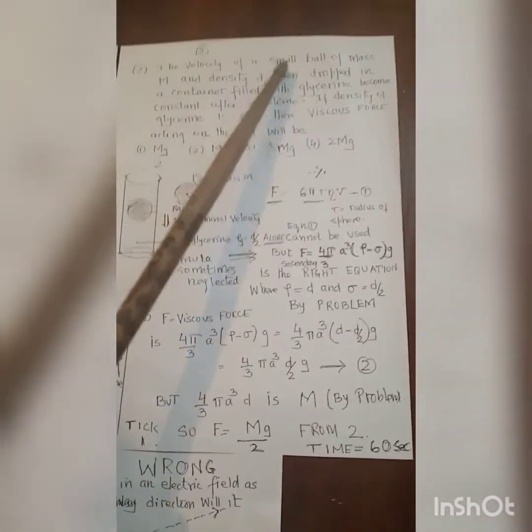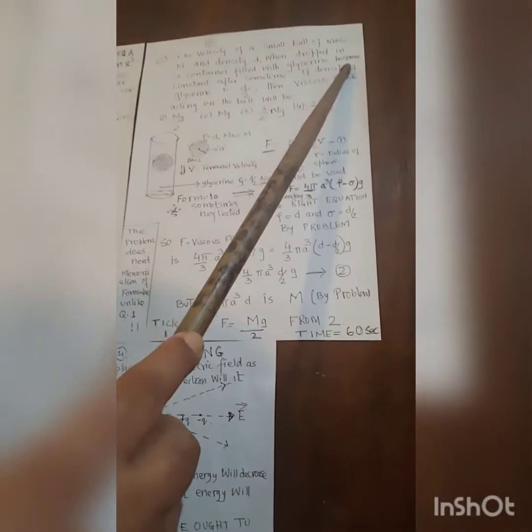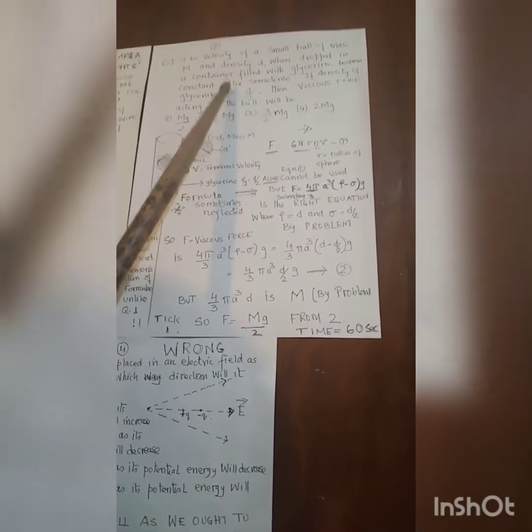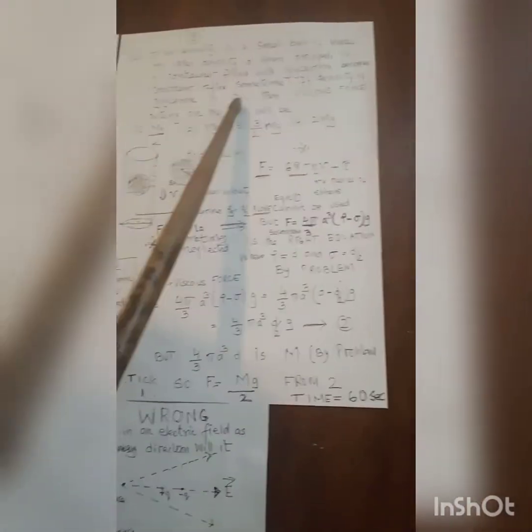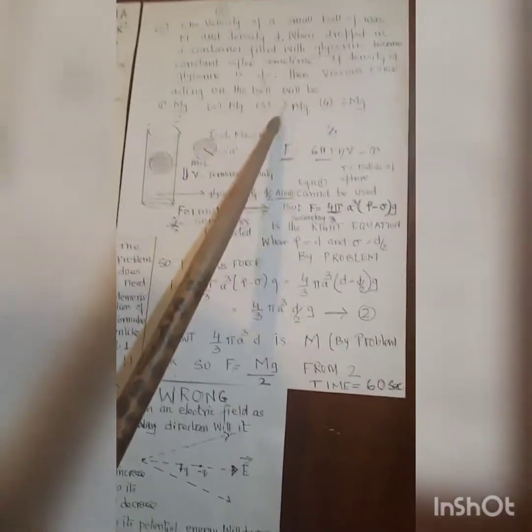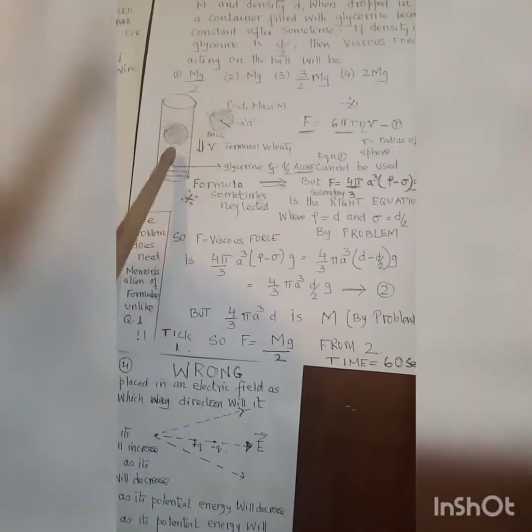So now come here. The velocity of a small ball of mass m and density d, when dropped in a container filled with glycerin, becomes constant after some time. If the density of glycerin is d by 2, then the viscous force acting on the ball will be: 1, mg by 2; 2, mg; 3, 3 by 2 mg; or 4, 2 mg. So this is a ball, this is glycerin.